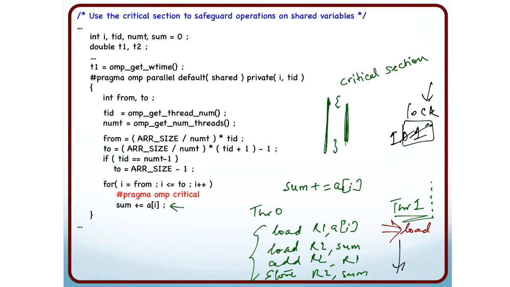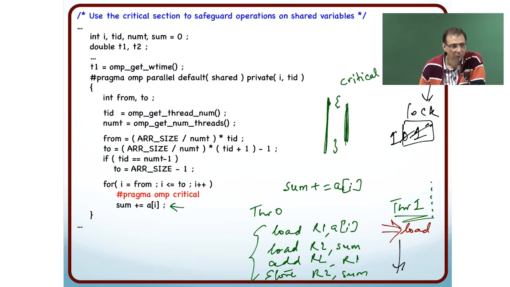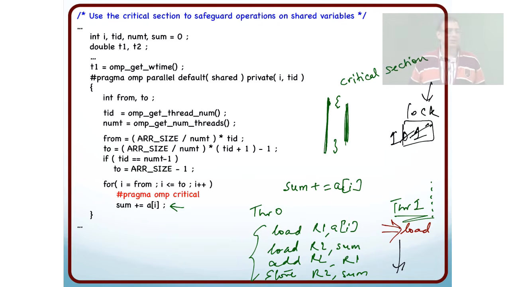I have used lock as a mechanism to ensure that only one thread executes this region at a time. But what about lock itself? That's a shared variable, and it's possible that two threads may update it together. How can that happen?